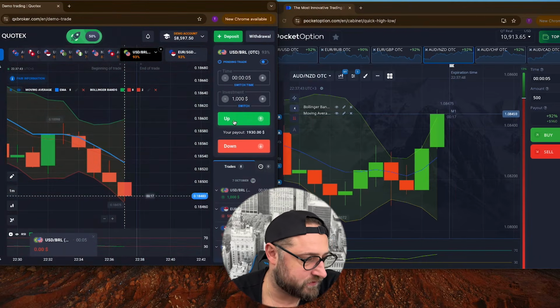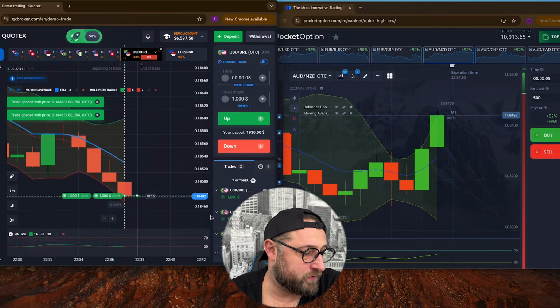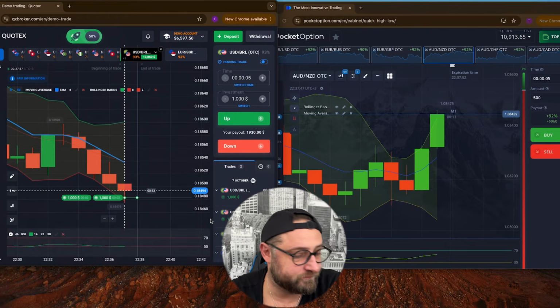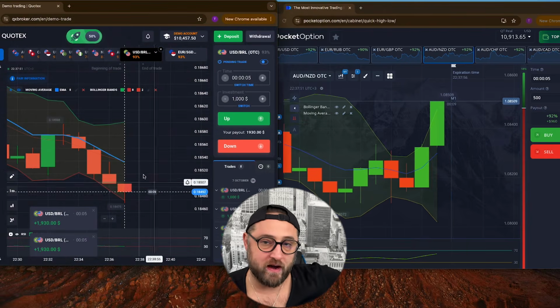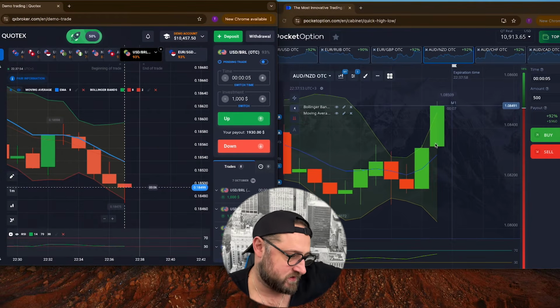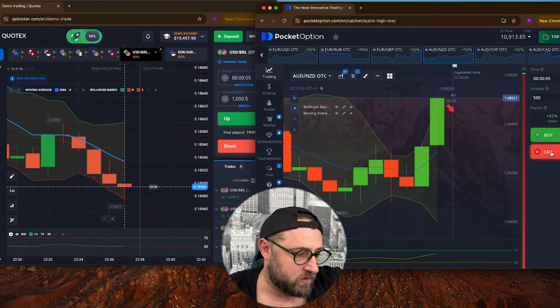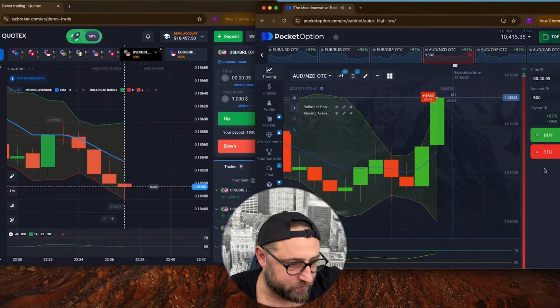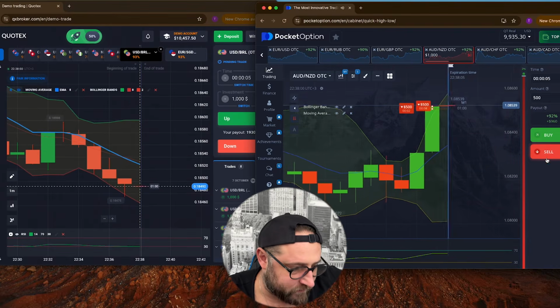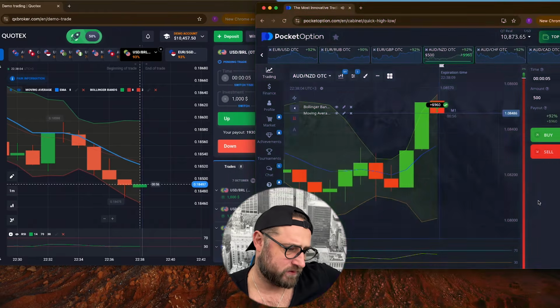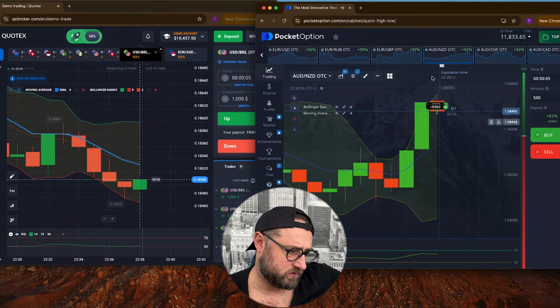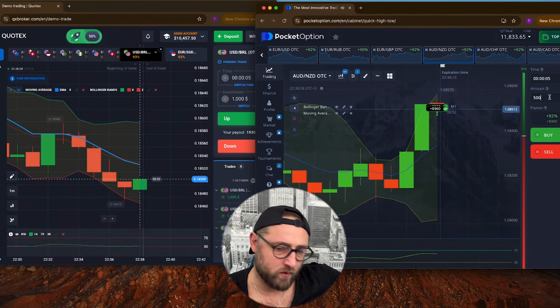Minus on Quotex. Well, open for 2,000. Good. We covered the losses. Always good to feel this. Well, let's jump to Pocket Option. 500, 500, which is 1,000. Plus. Not bad. We're going well.